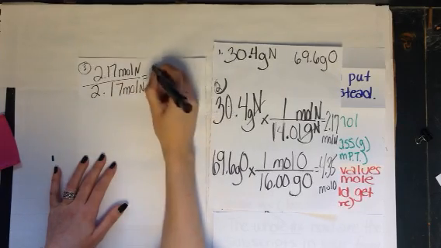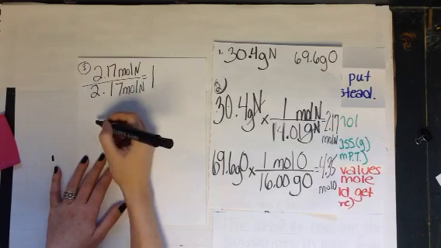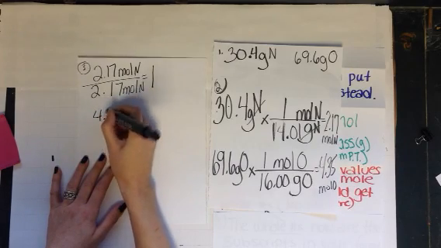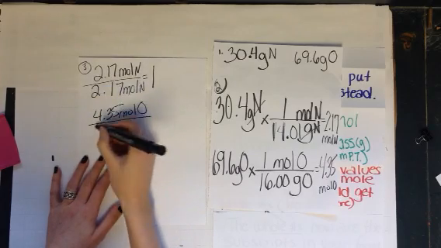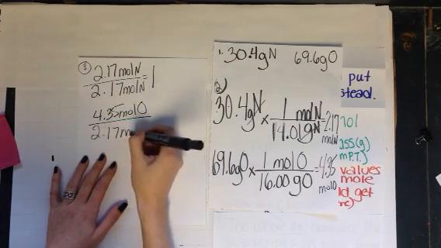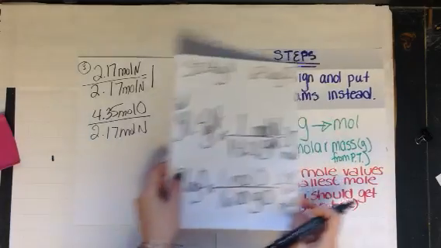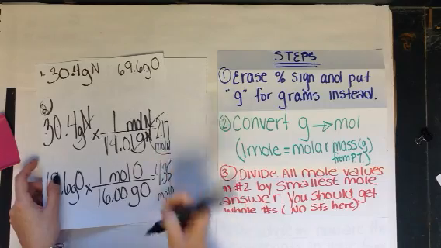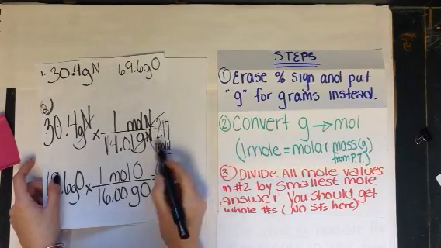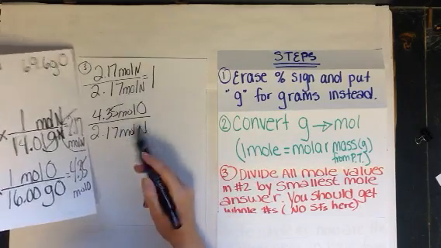So now I've got 1. And then I have 4.35 moles of O divided by, again, I picked 2.17 because 2.17 is the smallest. Let's go back and review that. This is the smaller of the 2. Divide them both by the smaller one. That's smaller, so I divide them both by the smaller one.